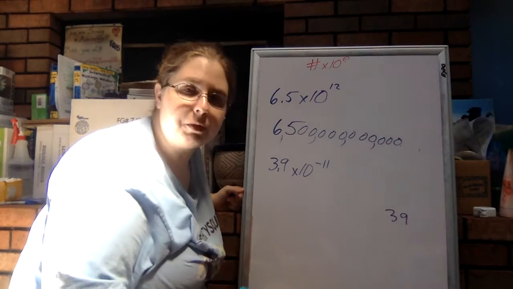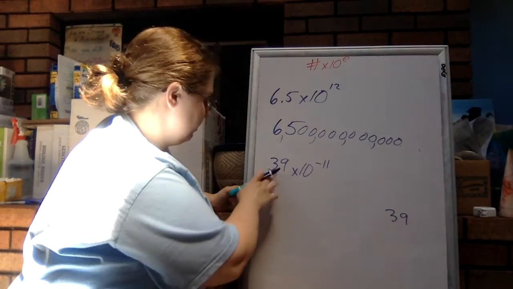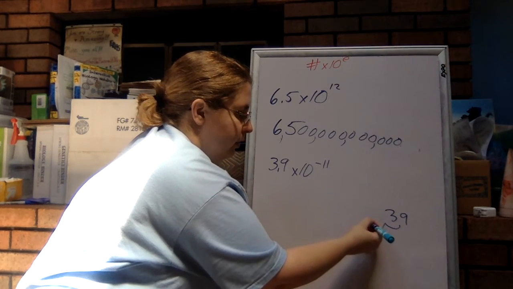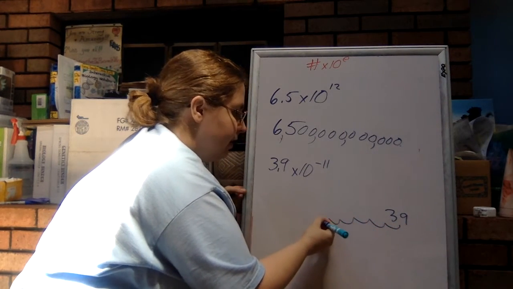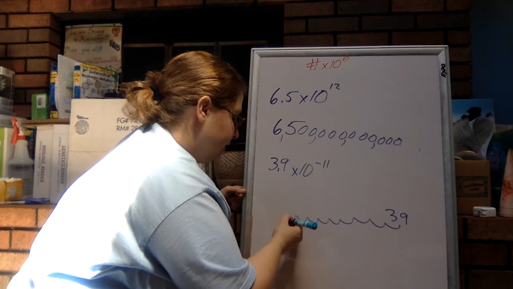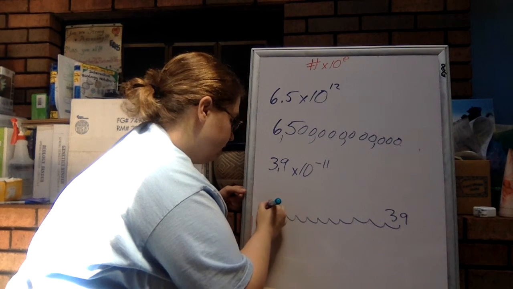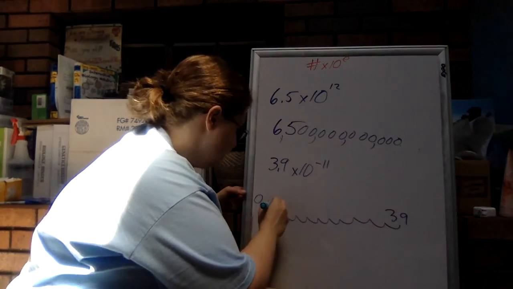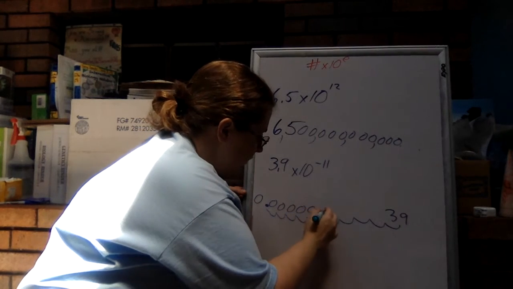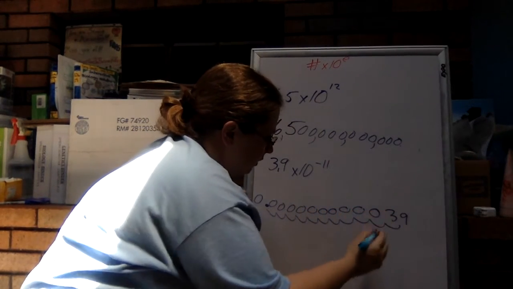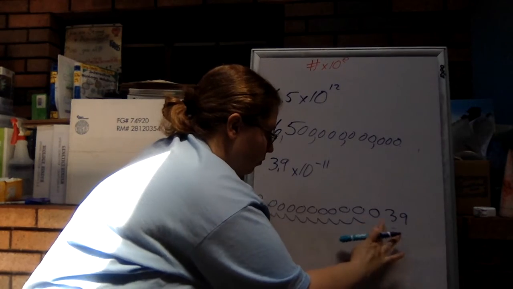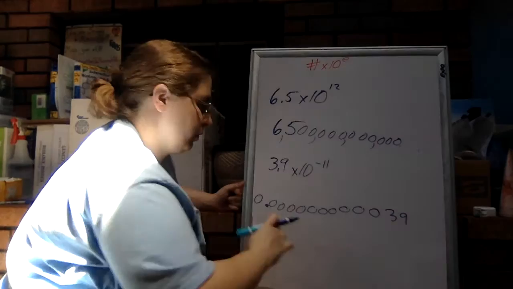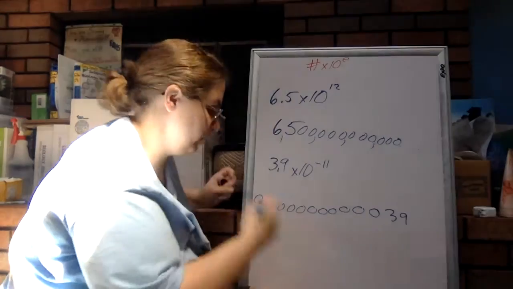So how many places do I have to move it? 11. So the decimal starts off between the 3 and 9. So 1, 2, 3, 4, 5, 6, 7, 8, 9, 10, 11. Just like before, fill in our zeros. There we go. There's our number back in standard notation.